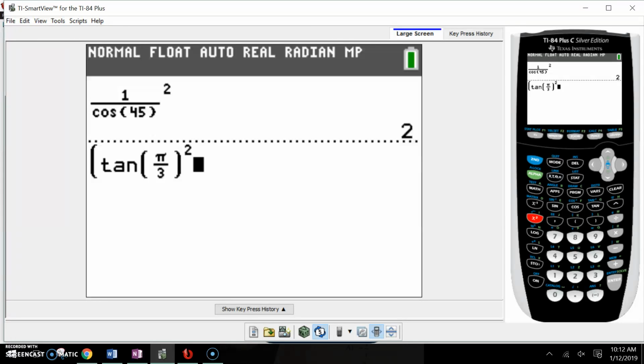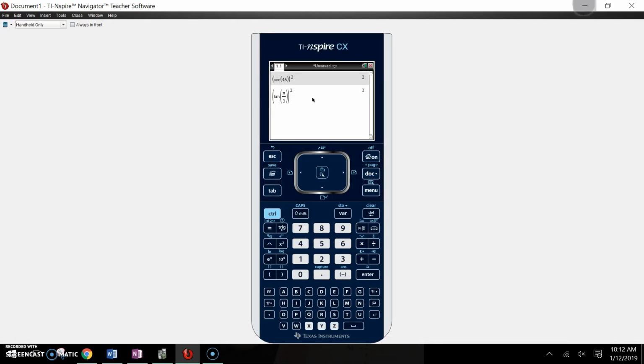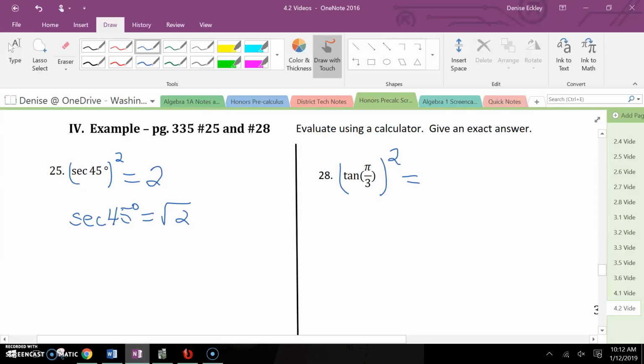Oops, that is not correct. I missed a parenthesis. So I need another parenthesis, and then a square. There we go. I hit enter, and I get my 3. So now I can write my answer. I know that the tangent of pi over 3 is going to be the square root of 3.